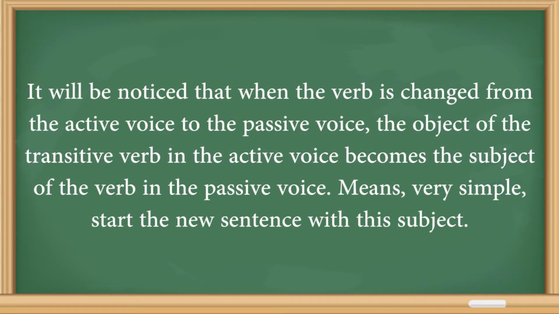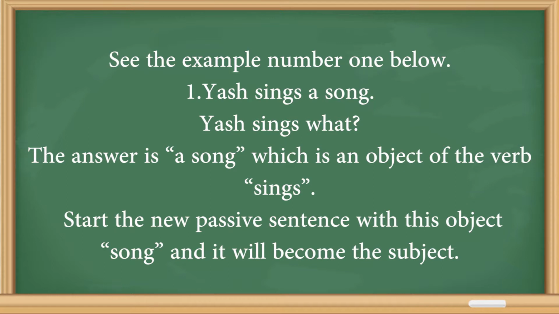It will be noticed that when the verb is changed from the active voice to the passive voice, the object of the transitive verb in the active voice becomes the subject of the verb in the passive voice. Means very simple. Start the new sentence with this subject. See example number 1 above. Yash sings what? The answer is a song, which is the object of the verb sings. Start the new passive sentence with this object and it will become the subject. A song is sung by Yash.